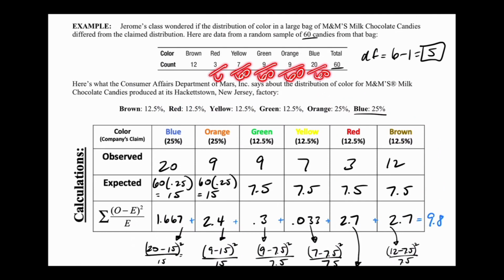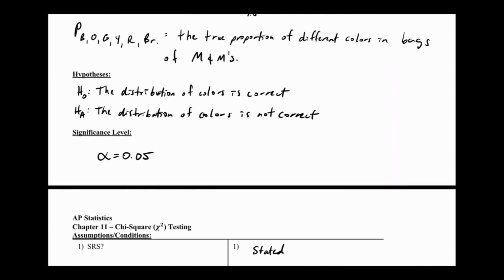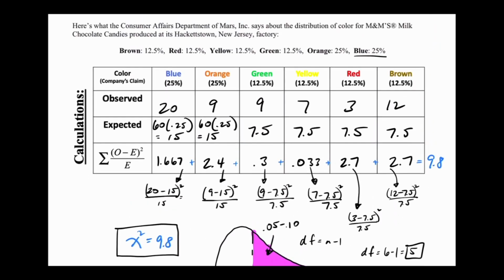But we're trying to figure out the true proportion of browns, true proportion of all of the reds, not just the one bag. Okay. Our hypothesis is the distribution of colors is correct, as stated. This is the claim. They've told us that 12.5% are going to be brown, 12.5 red, 12.5 yellow, 12.5 green, 25 orange, and 25 blue. Okay.